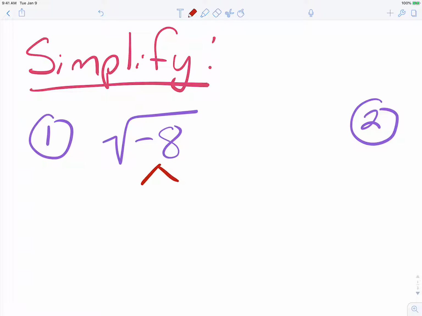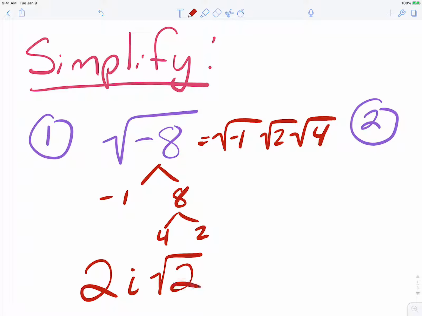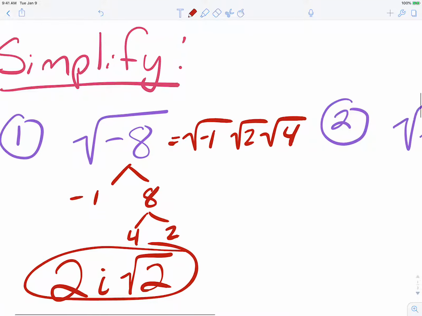So negative 8 has a negative 1 and an 8. 8 also has a 4 and a 2. So you can take the square root of 4, which is a 2. The square root of negative 1 is an i, and the square root of 2 is still irrational, so that can simplify to 2i root 2. So using i as our square root of negative 1, we can take out the negative, and therefore our square root is no longer negative.